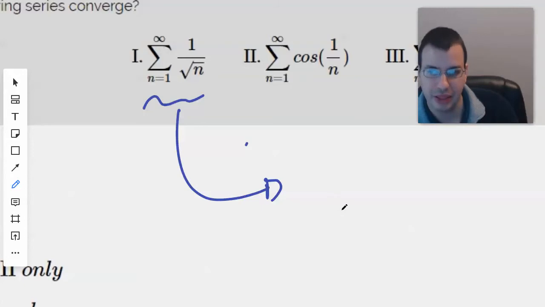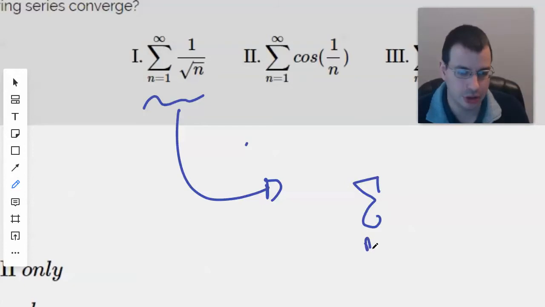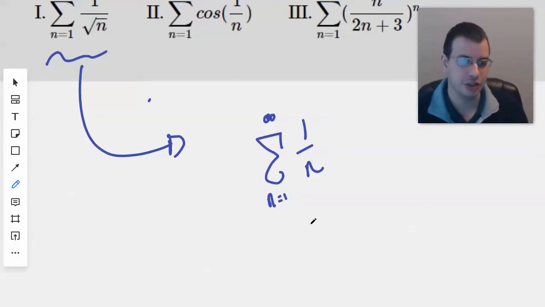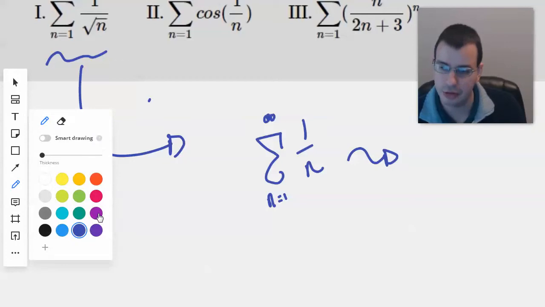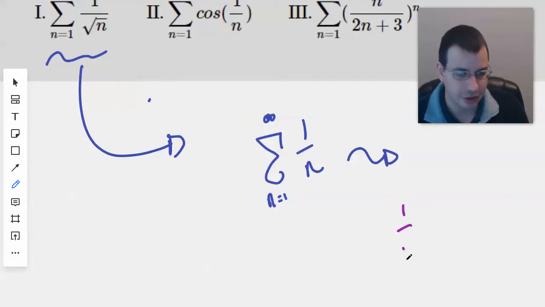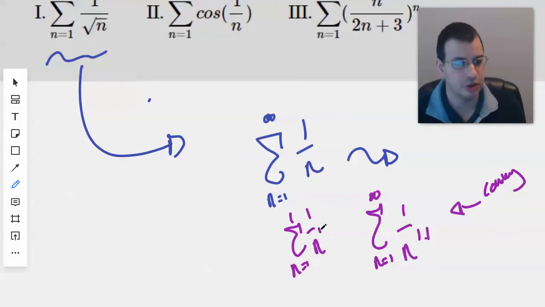So when you see something like this, your first thought should be the harmonic series. As a reference point, you probably know the sum from n equals 1 to infinity of 1 over n will diverge. This is kind of like the halfway point, the separation between where things converge and where things diverge. So if you have 1 over n to anything greater than 1, like let's say 1.1, n equals 1 to infinity, then this would converge. But if you have 1 over n to the first, or 0.9, it would diverge.